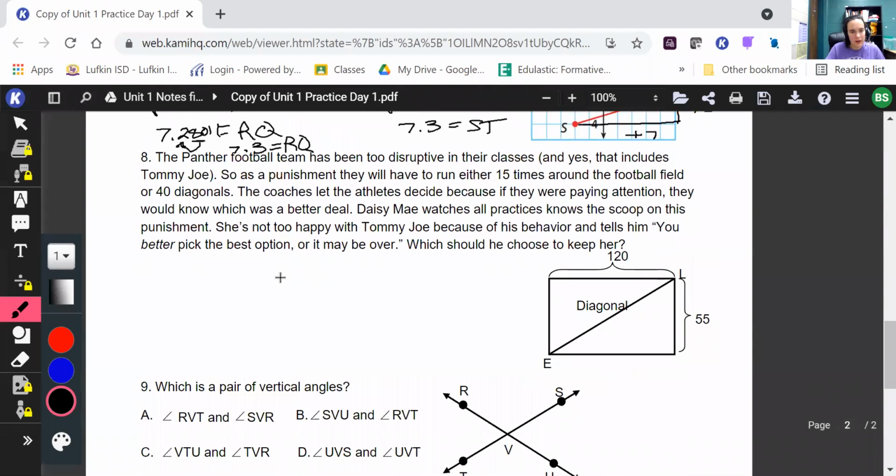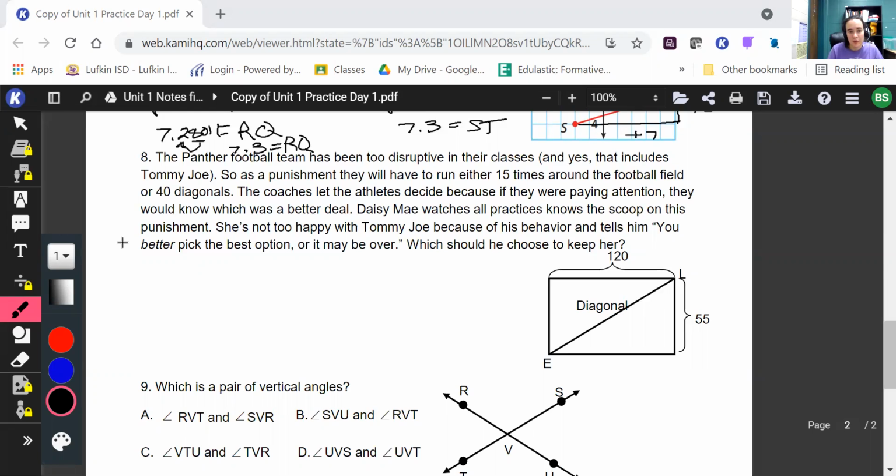Our next one: the Panther football team has been too disruptive in their classes. And yes, that includes Tommy Lee. So as a punishment, they will have to run either 15 times around the football field or 40 diagonals. The coaches let the athletes decide because if they were paying attention, they would know which was the better deal. Daisy May watches all practices and knows the scoop on this punishment. She's not too happy with Tommy Joe because of his behavior and tells him, you better pick the best option or it may be over, which should be you choose to keep her.